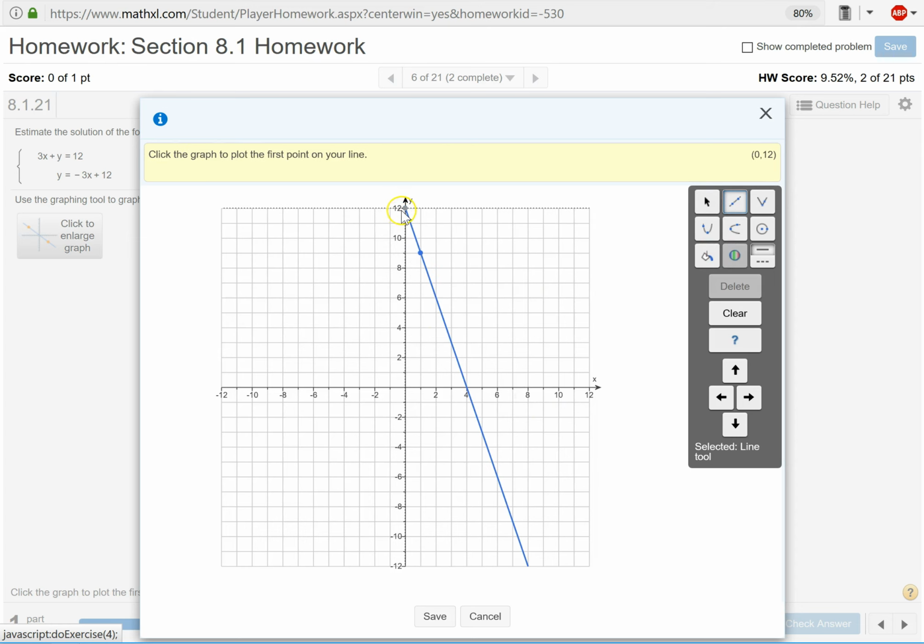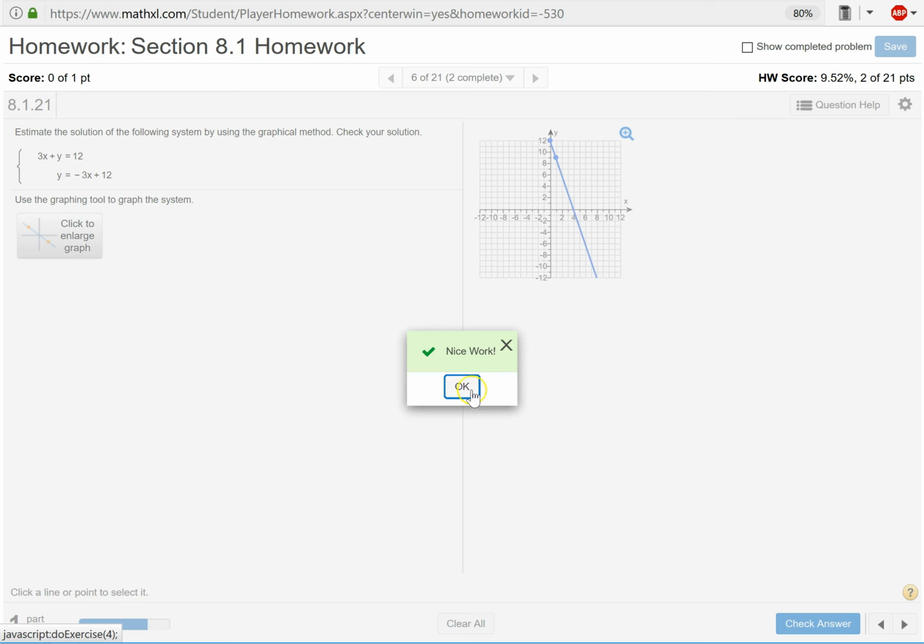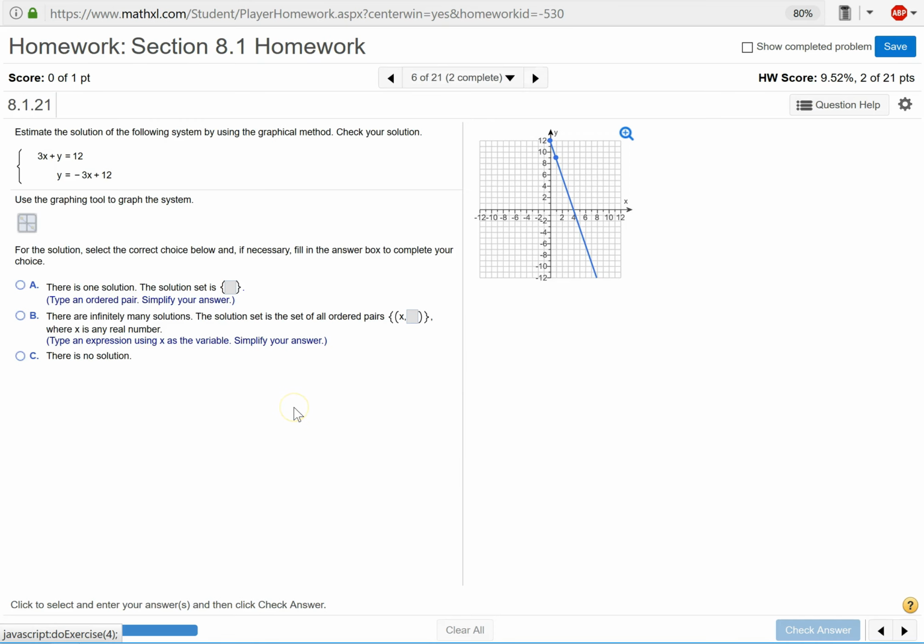The next line does the exact same thing. Starts off at 12, goes down 3, and then really what you have is 2 lines right on top of each other. So let's check. Yes. Okay, what does that mean? That means there is one solution. No way. There's a whole bunch of solutions. So anything that's on the first line is also on the second line. So as we say, there's an infinite number of solutions.